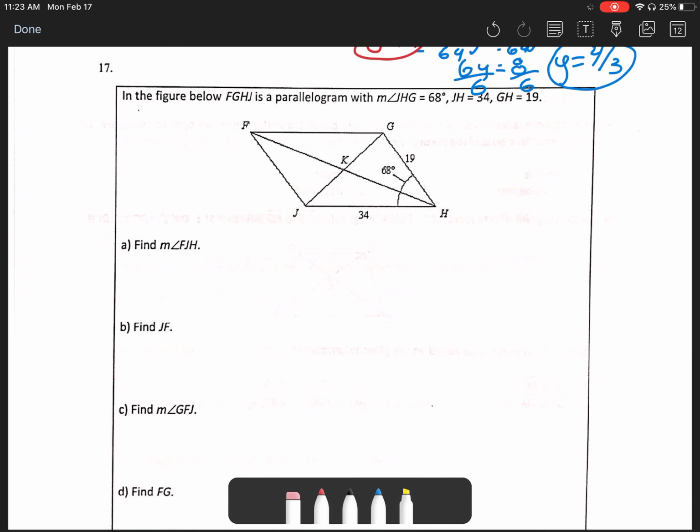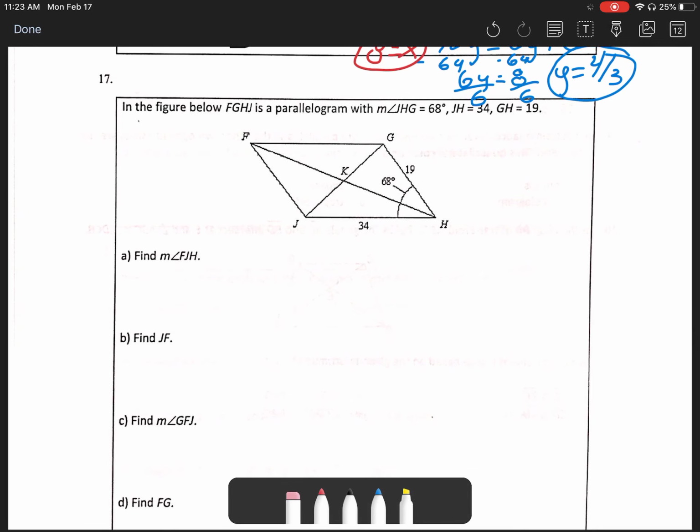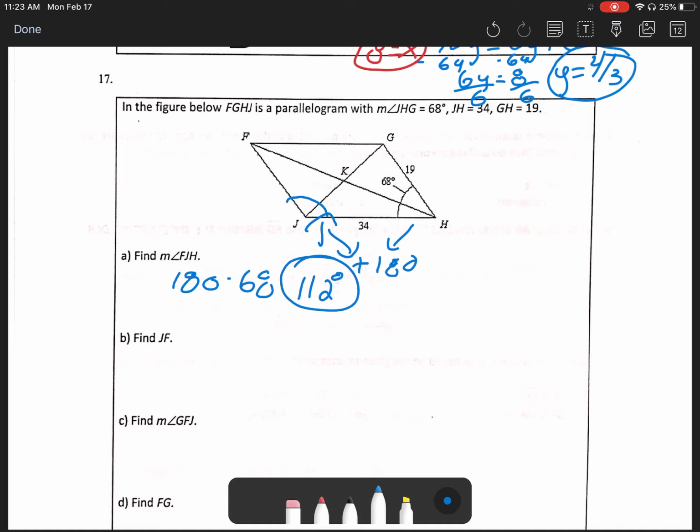All right, so first off it says find the measure of, so it's a parallelogram. I know that opposite sides are parallel. Okay, it says find FJH, which would be this whole angle here. Well, to find this whole angle there, I remember that these two angles are supplementary, so they add to be 180. So this is just going to be 180 minus 68, which is 112 degrees.